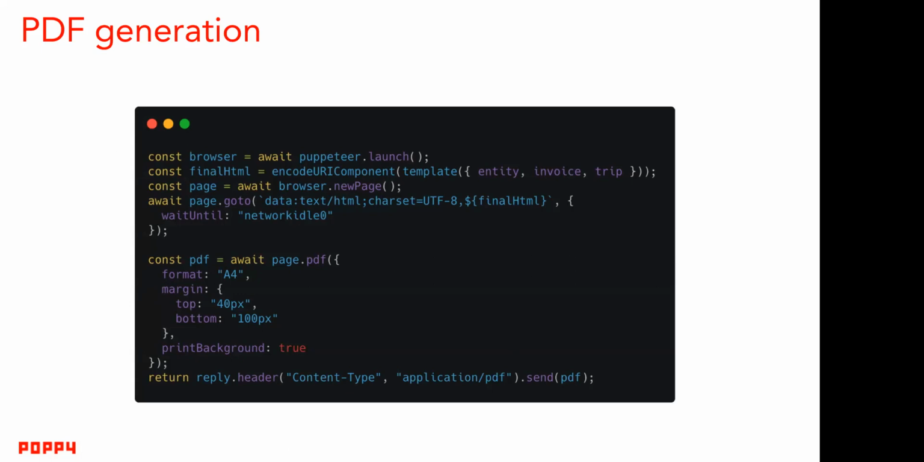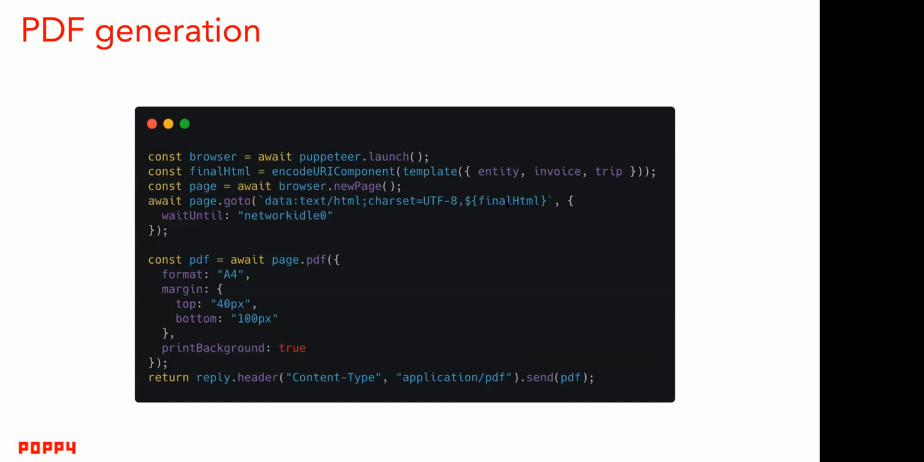I found a pretty cool repository. I forked it, and then we pushed it further. It's basically that we launch Puppeteer. We render a template with the data that we get, and then we pass the data through the URL with the data text HTML encoding.